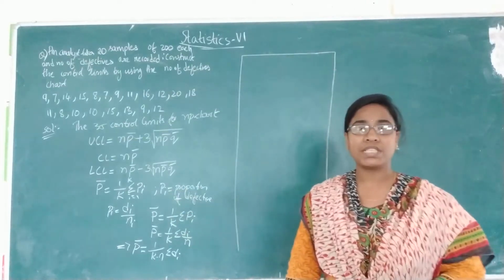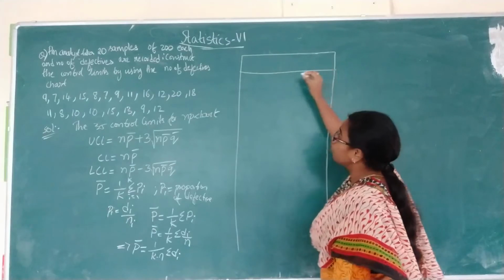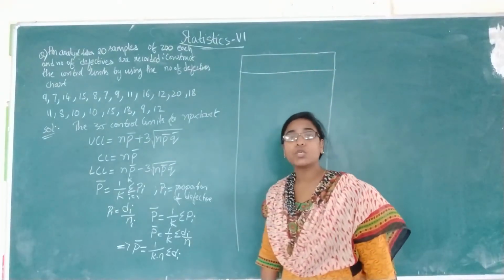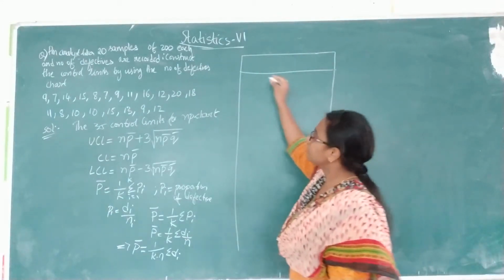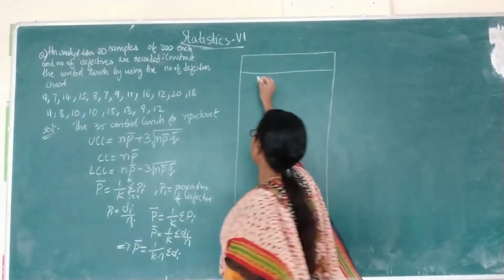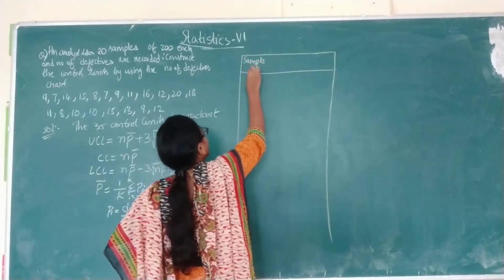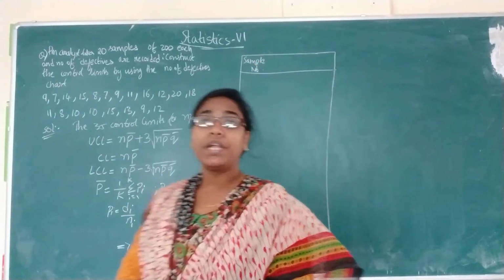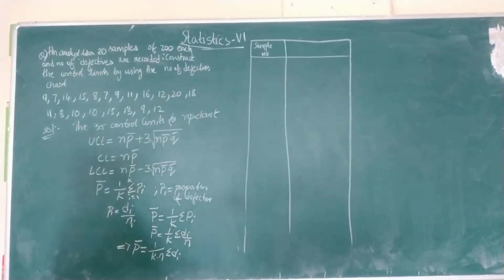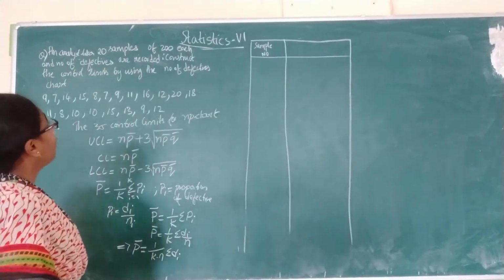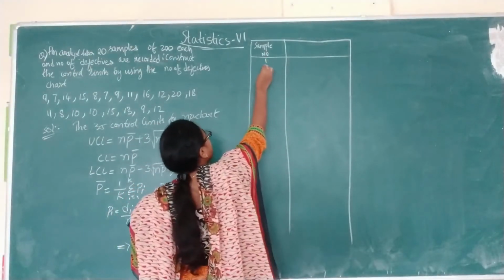You have to compulsorily draw the box in the exam also. If you draw the box, the representation will be good, so that you will get a good impression and good marks also. So first, only the defectives are given, and I will be writing the sample number. We have a total of 20 samples, so write all the 20 numbers in the sample number.